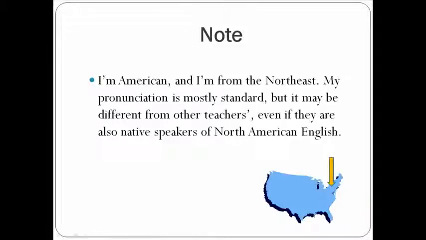Please note, I'm American and I'm from the Northeast, as you probably know. I feel my pronunciation is mostly standard, but it may be different from other teachers, even if they are also native speakers of North American English.